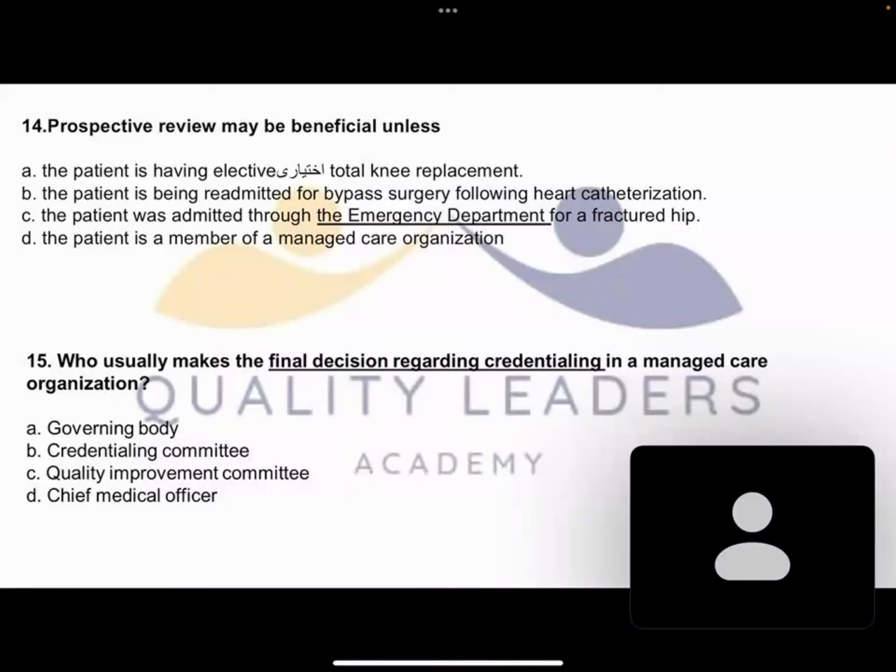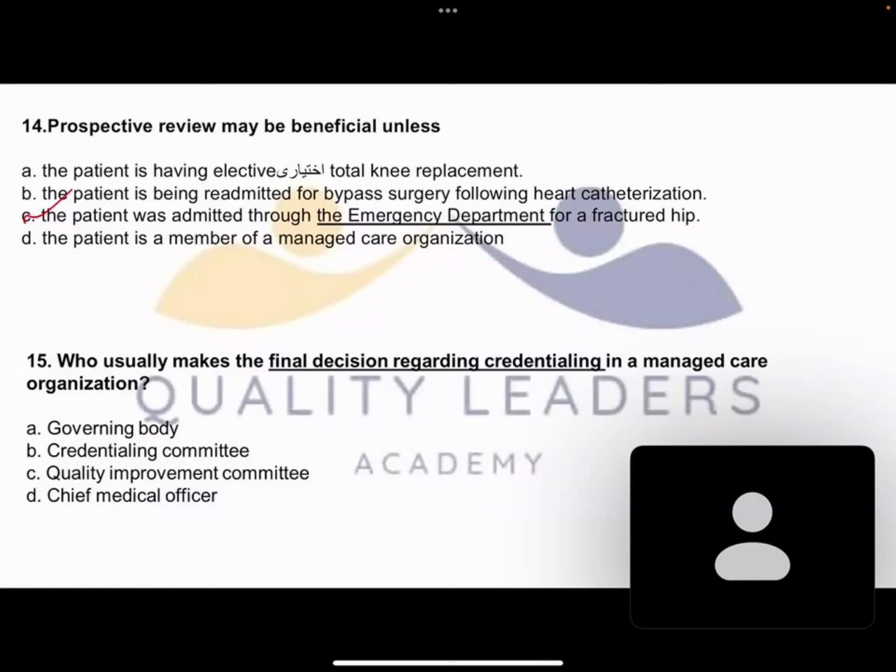It's letter C. The correct answer is letter C. Very good. Because prospective review evaluates the necessity of care before it is provided, and it's not practical or beneficial for emergency situations like a fractured hip admitted through the emergency department. Immediate care is required, and delays for review could compromise the patient's safety.